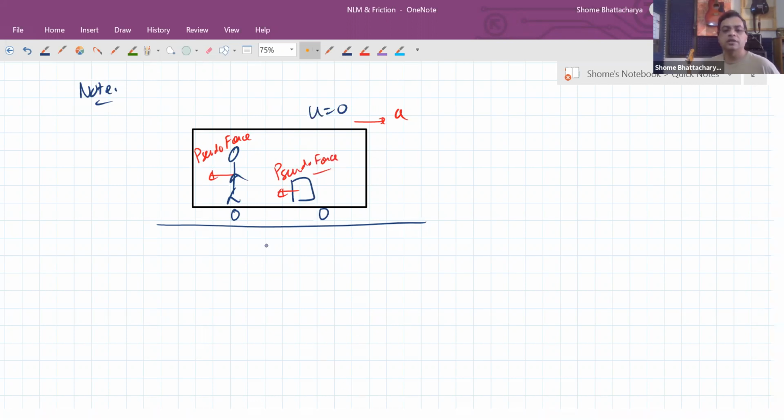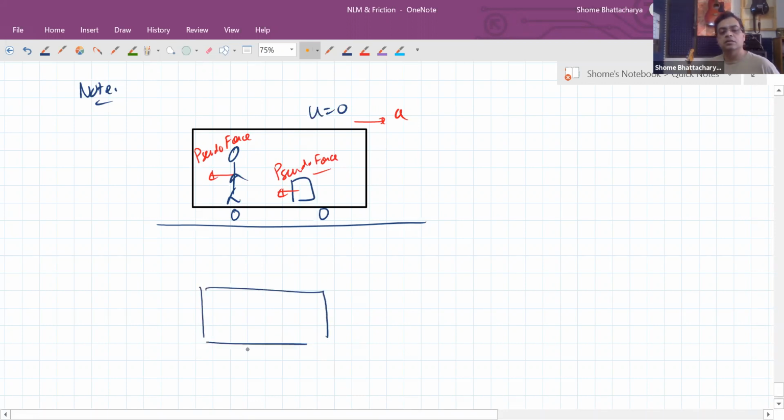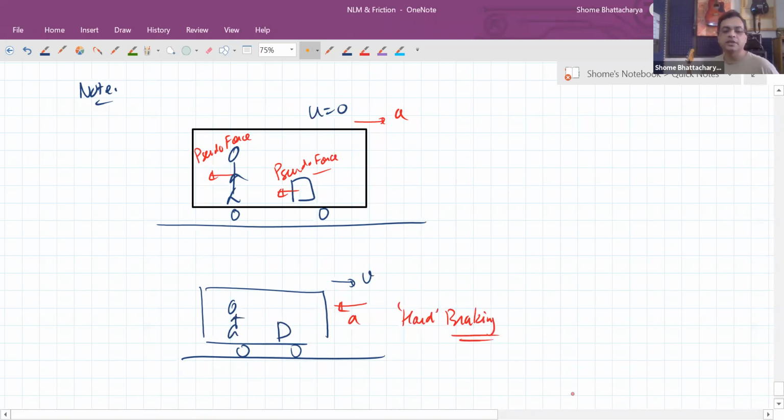Or take an experience where this is moving at high velocity, and suddenly it decelerates. So there is what we call hard braking, or heavy braking. It creates a deceleration. So immediately these things tend to slide forward. There is pseudo force acting on them. So you can see that the direction of pseudo force is always opposite to the direction of the acceleration of the frame.